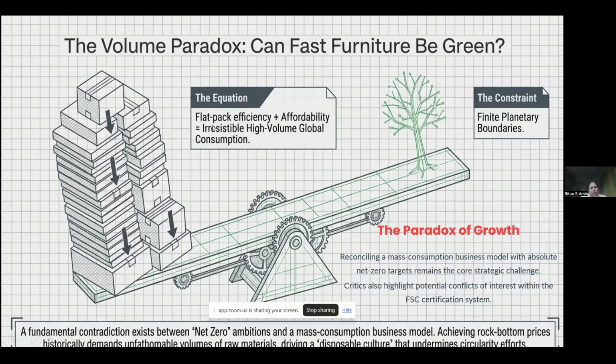So the equation, the flat pack efficiency plus affordability, of course, is an irresistible high volume global consumption, but the constraint is wood, which is a finite planetary boundary. So I'll just read this out. A fundamental contradiction exists between net zero ambitions and a mass consumption business model. Achieving rock bottom prices historically demands unfathomable volumes of raw materials, driving a disposable culture that undermines circularity effort. Sorry. So yeah, that's it.